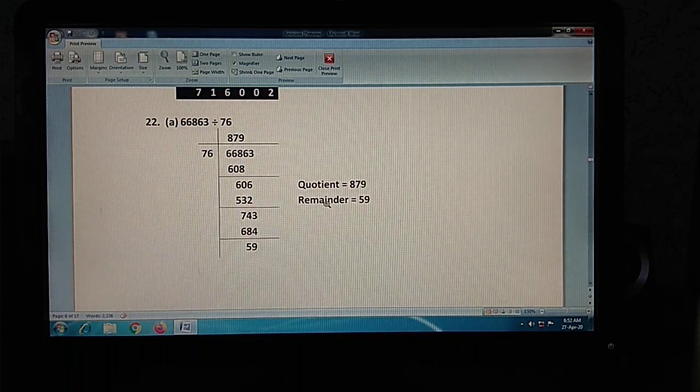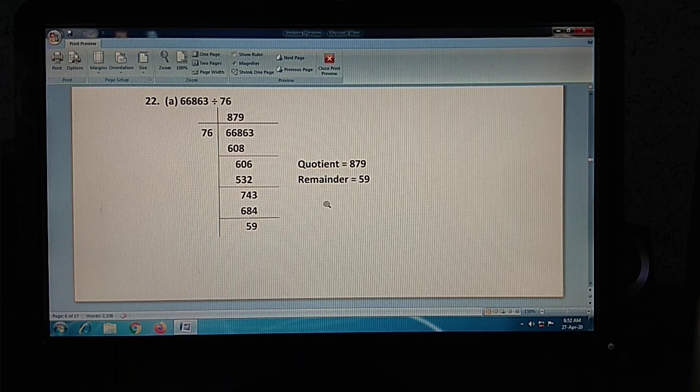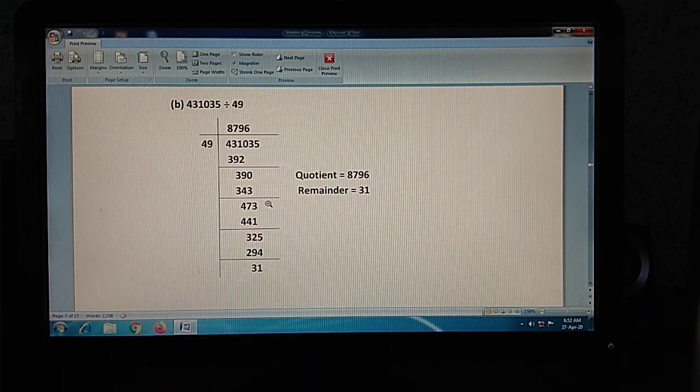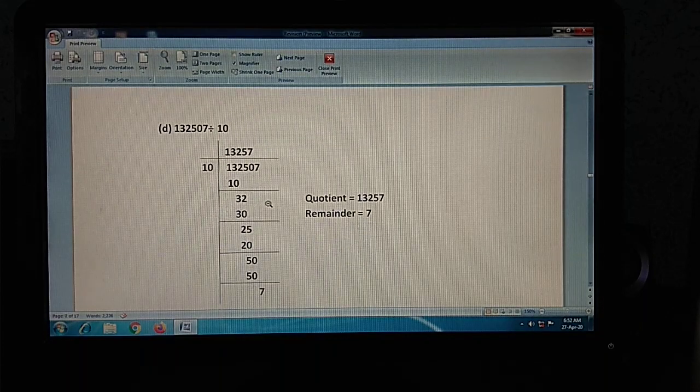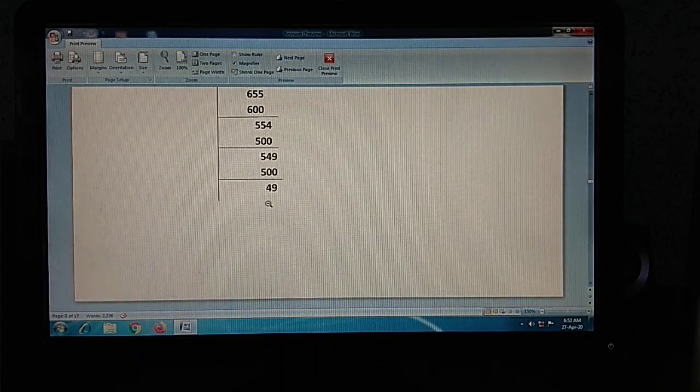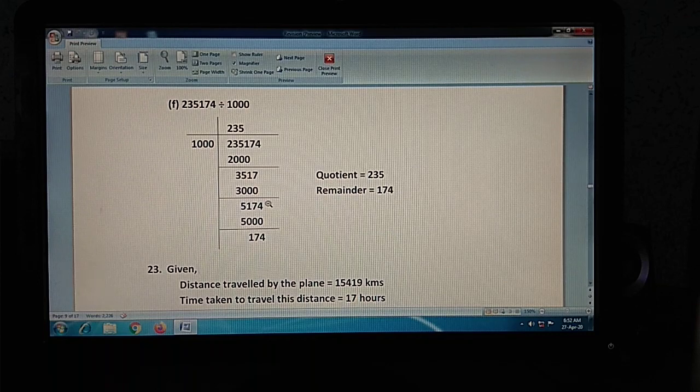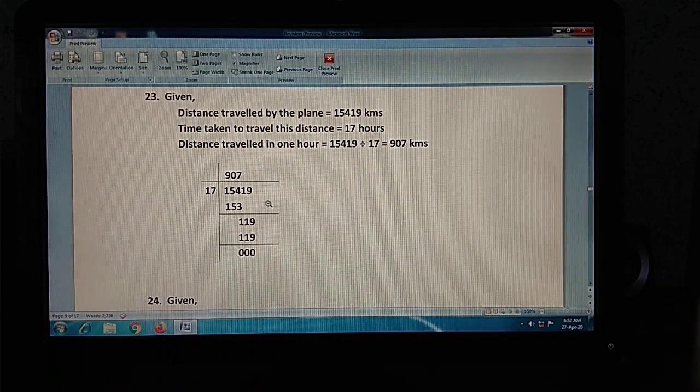Next, in question number 22, all we need to do is find the quotient and the remainder. Here we have to do the division, and whatever we get here is the quotient, and the remainder is at the bottom. I guess you all know how to do the division. This is question B, this is question C, D and E, and also there is F. Now moving on to question number 23.